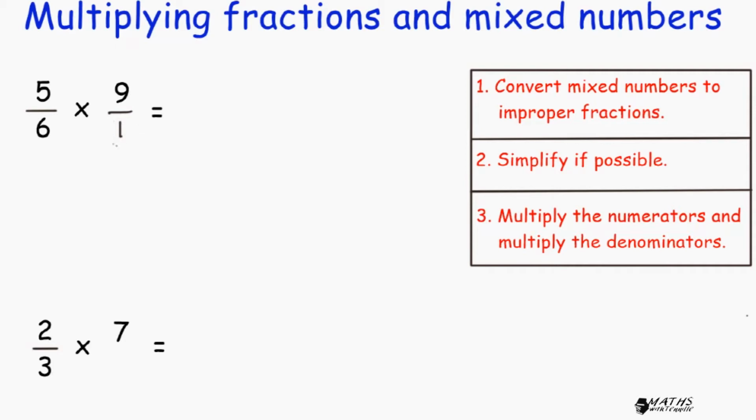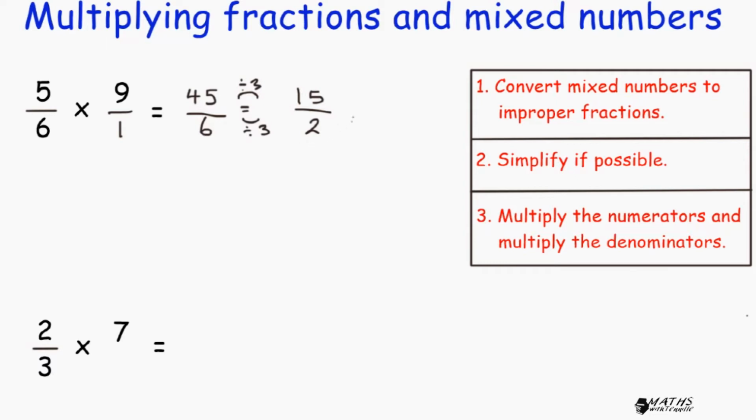So now that I have this denominator, I can apply my rule number 3. 5 times 9 is 45, and 6 times 1 is 6. Now I'm going to see if I can simplify this fraction. I can because 3 can go into both 45 and 6. So I'm going to divide both numbers by 3. 45 divided by 3 gives me 15, and 6 divided by 3 gives me 2.